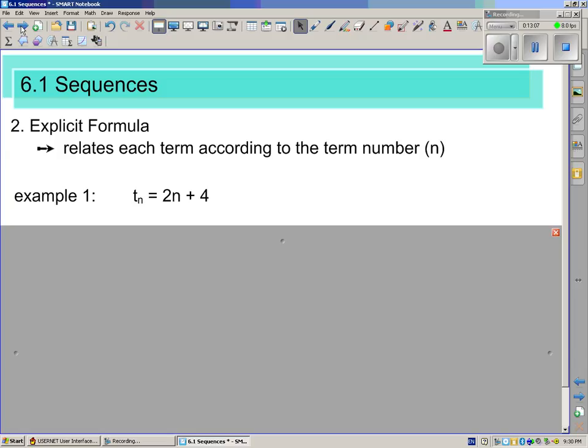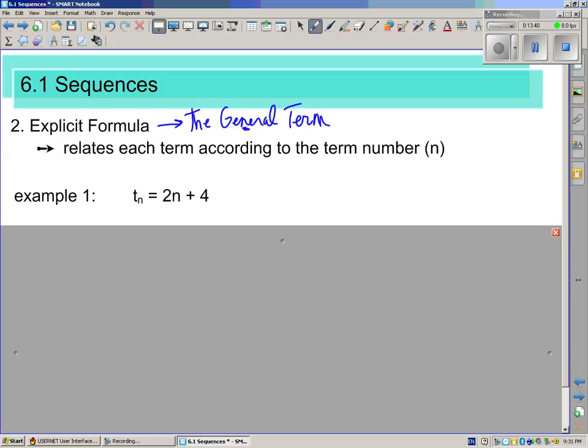Anyway, so this is called the explicit formula. In grade 10, we didn't call it that. What we called it was the general term. And I used to say to my grade 10s, you know what? General has an N in it. This is going to have an N in it. This is going to be more powerful for us.